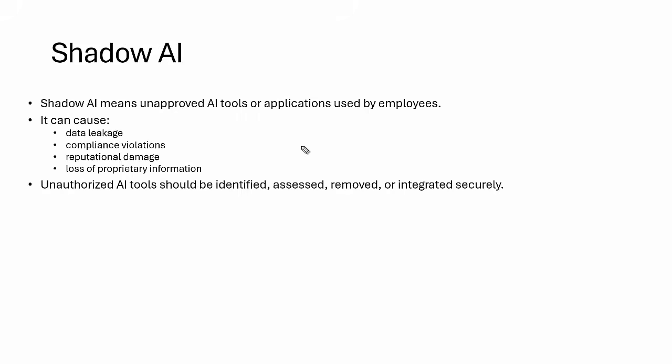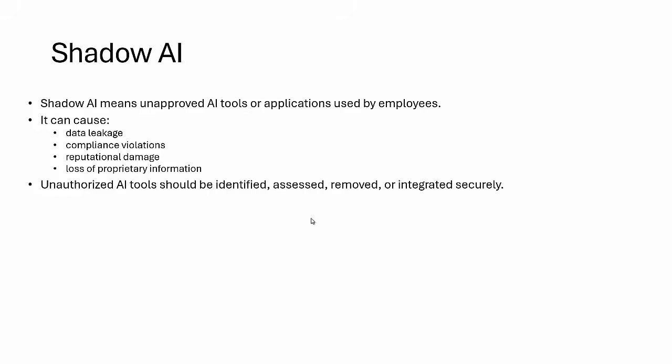Now the next thing is called shadow AI. Now what is shadow AI? As per your company, there is no AI tool. Employees are not supposed to be using any AI, but internally they're using AI and you don't have any visibility. That is called shadow AI. It is an unapproved AI tool or application used by employees. And it can cause data leakage, compliance violation, reputation damage, and loss of proprietary information.